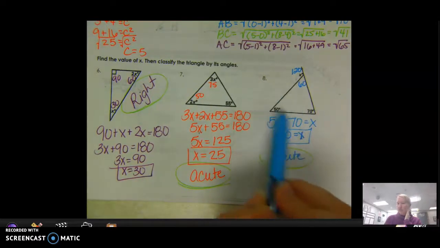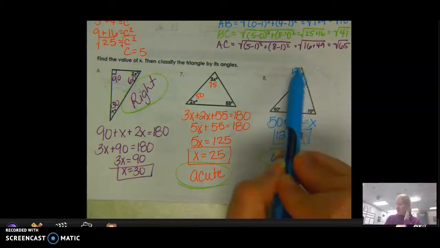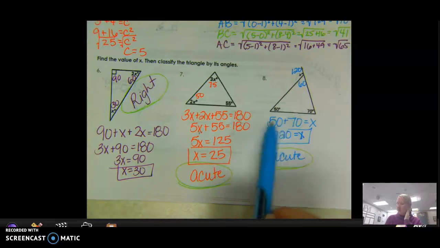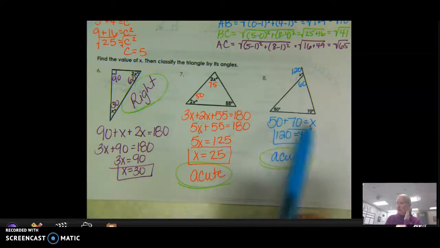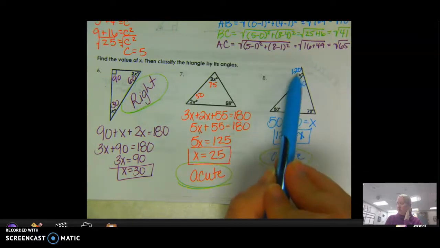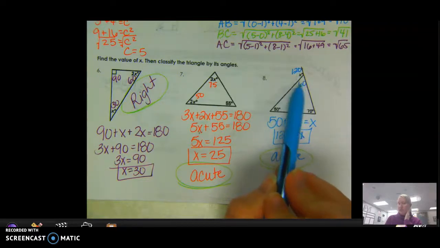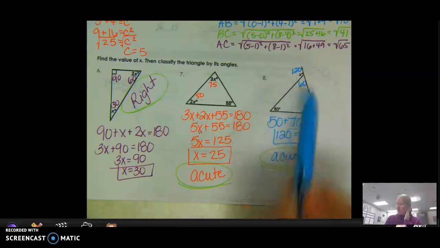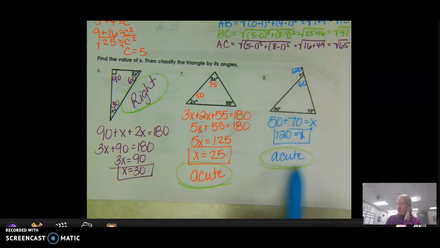This one is the exterior angle theorem, where this exterior angle of x is equal to the two non-adjacent interior angles added. So 50 plus 70 would equal that x. So x is 120. Well, this exterior plus this interior make a line, so they equal 180. So that makes this angle 60 degrees. So now I have a 60, 50, and 70, which would make that triangle acute also.